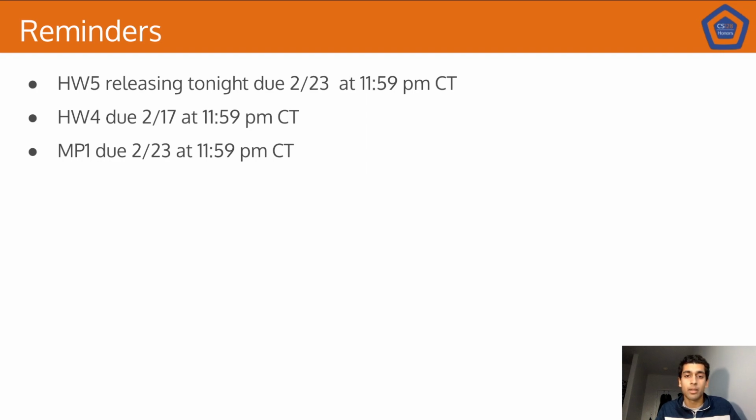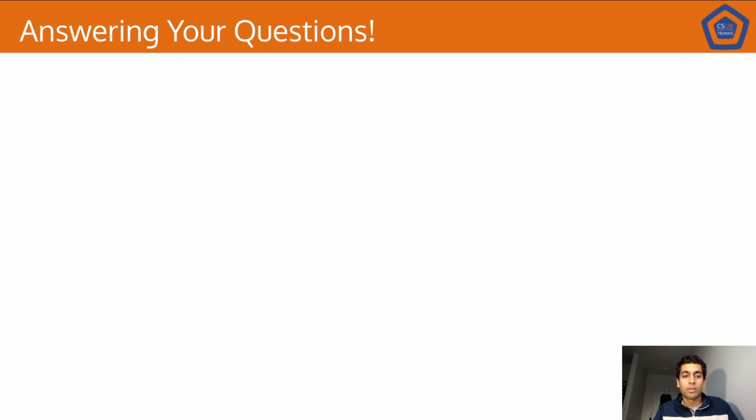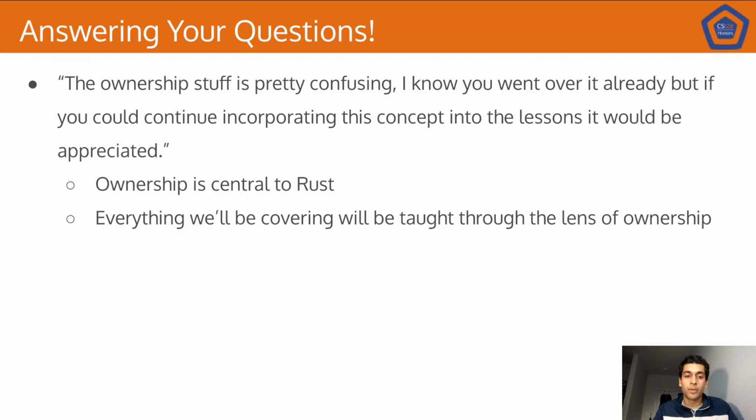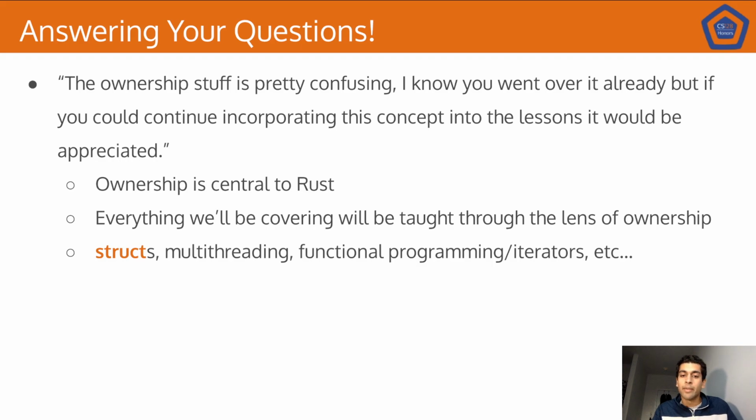All right, let's get into questions. So we know ownership is tough. We will be going over it because it is such a central concept to Rust. Everything we're going to cover in future lectures will be taught through this lens of ownership. And so that's going to be structs, multi-threading, functional programming, iterators. They all have some sort of variation of ownership, and we'll be covering these concepts, seeing how ownership affects these topics and how it causes these nuances that Rust has.